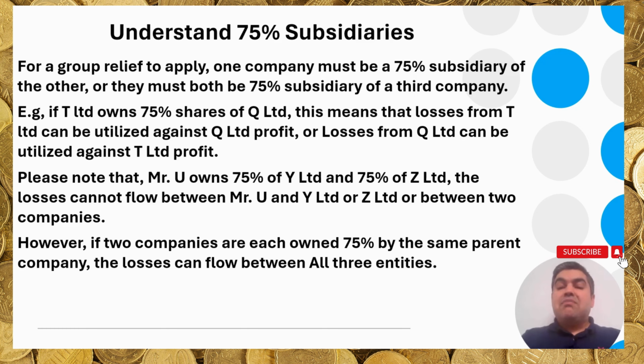Please note, this applies to companies. Now, if Mr. U, who is an individual, owns 75% of Y Limited and 75% of Z Limited, the losses cannot flow between Mr.